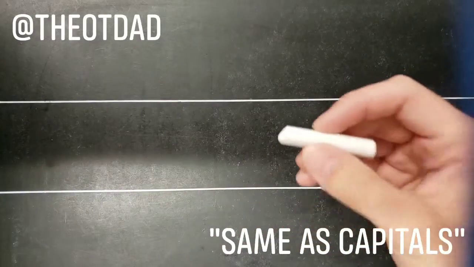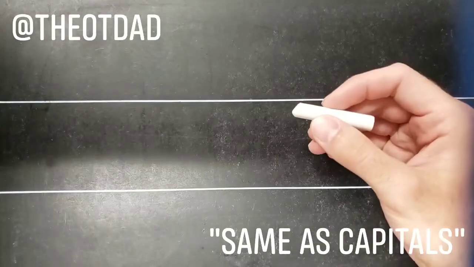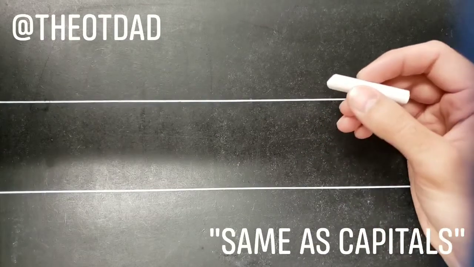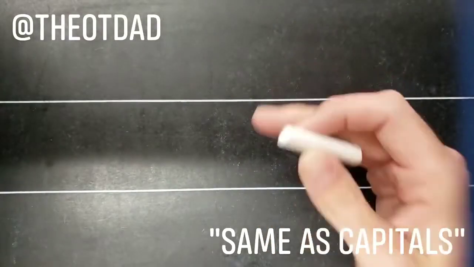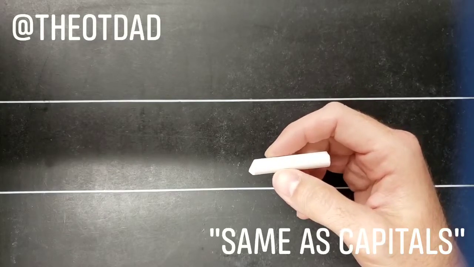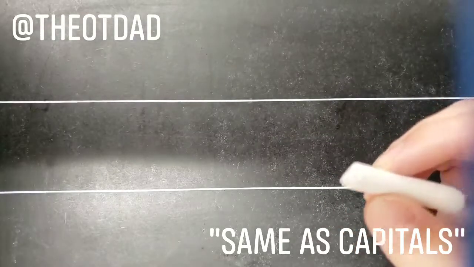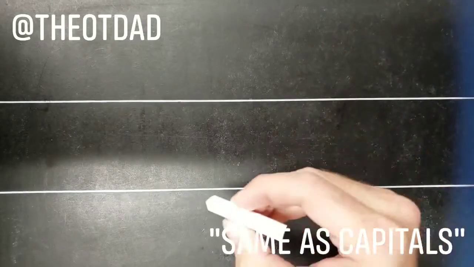But this is the very first lesson that you're going to give kids when it comes to their lowercase letters. We want to try to keep from teaching them alphabetically because it doesn't really build off of any skills. So the same as capital letters is simply that. They are the exact same, just smaller.